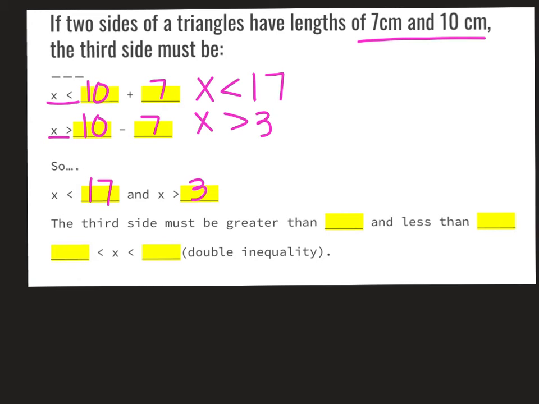At the bottom, filling in that sentence, it says the third side must be greater than 3 and less than 17. And then at the bottom here, this is what we call a double inequality. My x is in the middle, and I'm going to use my 3 and 17 to help fill this out. Remember we said 3, so my x has to be greater than 3, and then on the other side it has to be less than 17. So we filled in our double inequality there, which is how we can represent our answer, or our range of numbers, for our third side.